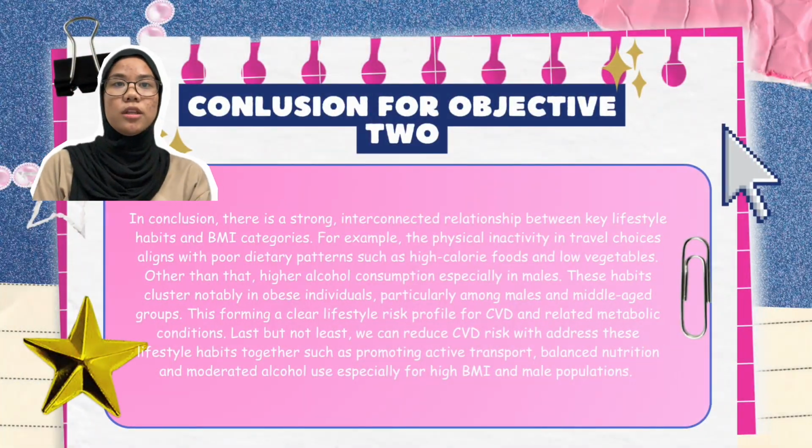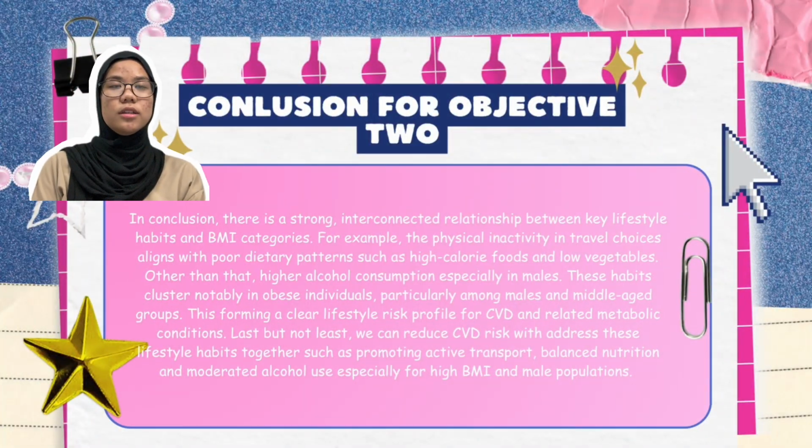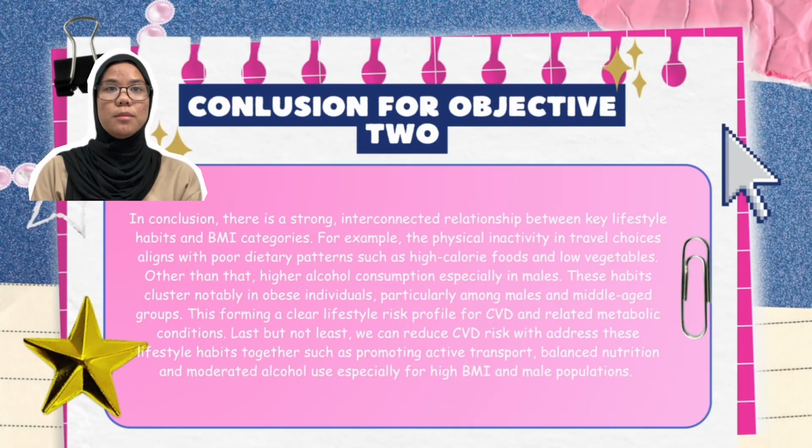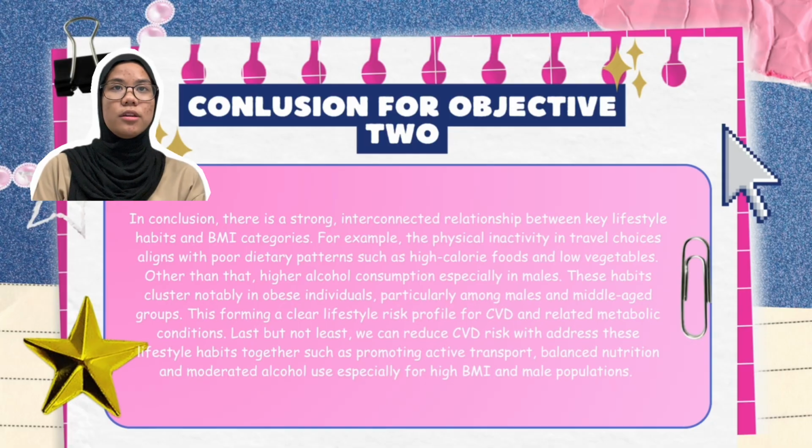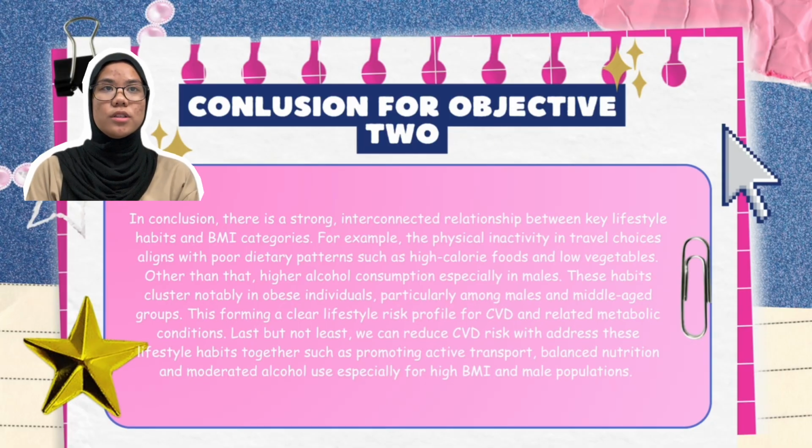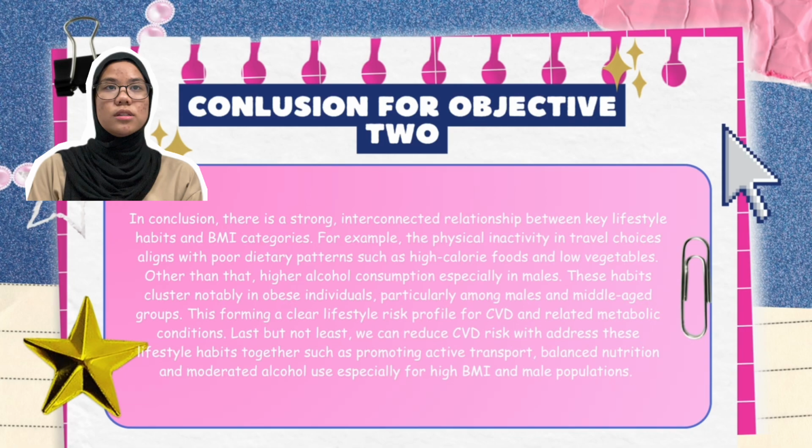Next is the conclusion for objective 2. In conclusion, there is a strong interconnected relationship between key lifestyle habits and BMI categories. For example, physical inactivity in travel choices aligns with poor dietary patterns such as high-calorie foods and low vegetables. Other than that, higher alcohol consumption, especially in males. These habits cluster notably in obese individuals, particularly among males and middle-aged groups, forming a clear lifestyle risk profile for CVD and related metabolic conditions.